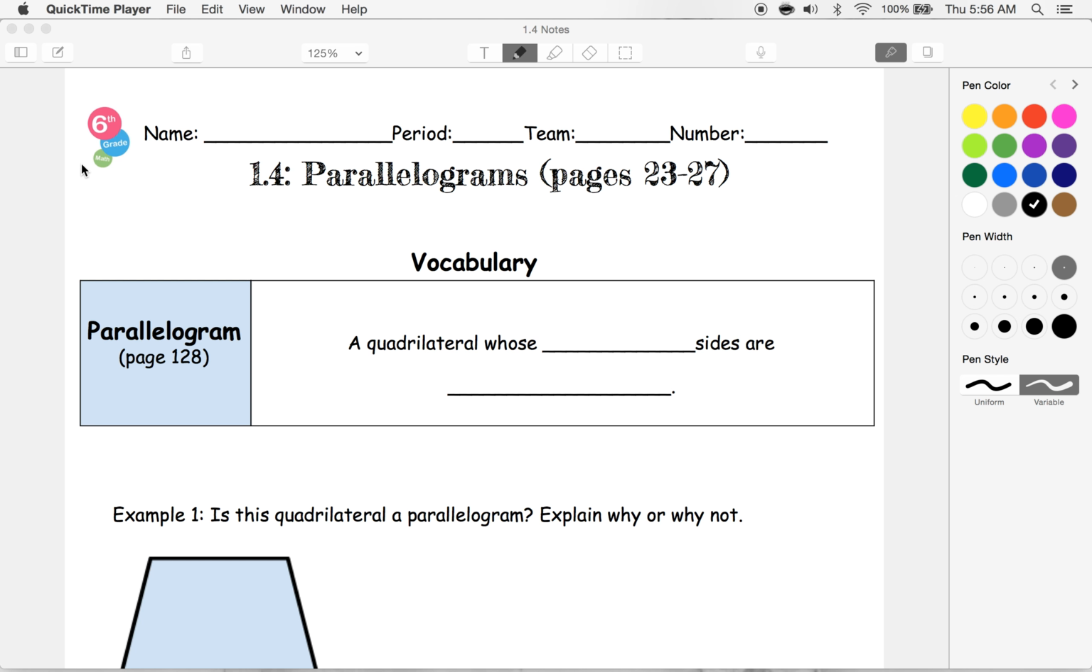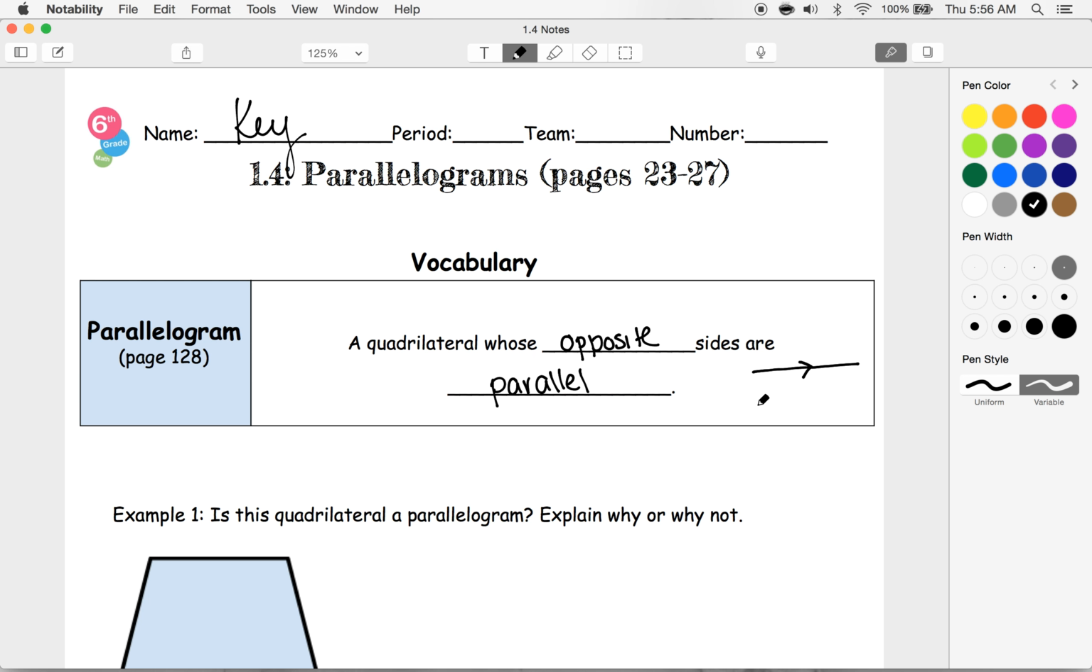Okay, so today we're going to be talking about these things called parallelograms. So, to start, we have to know what is a parallelogram. Well, a parallelogram is a quadrilateral whose opposite sides are parallel. And parallel means, think about like railroad tracks.